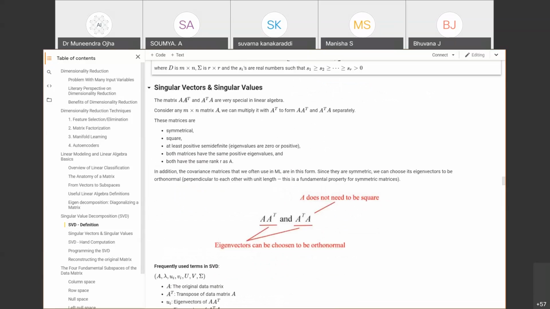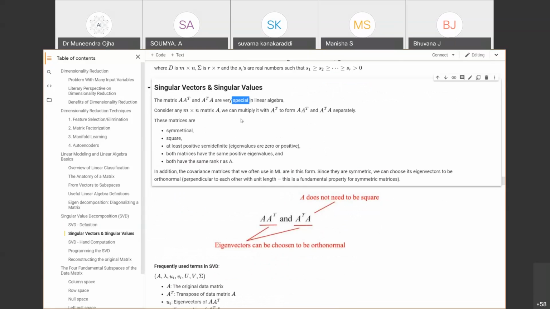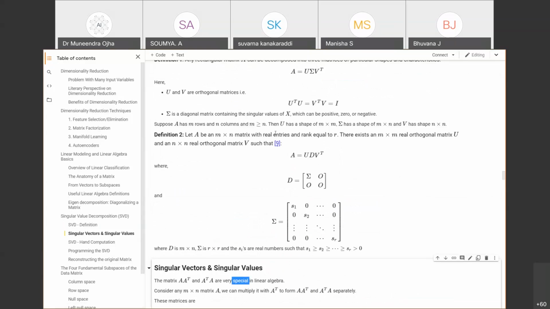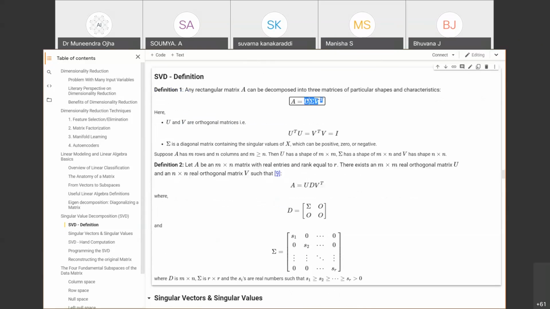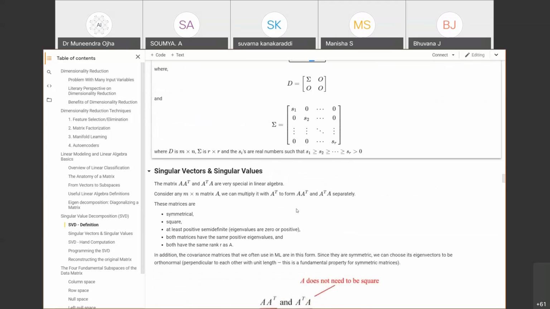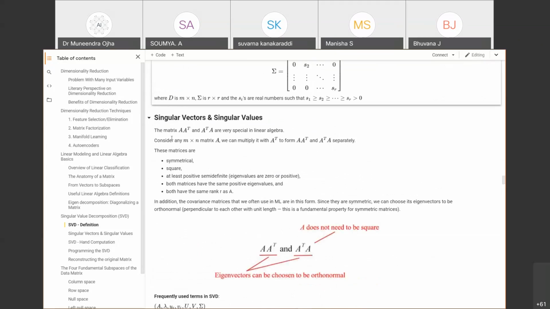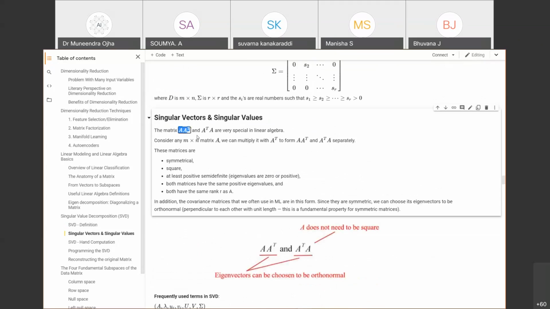For a given matrix, A transpose and A transpose A are two very special matrices in linear algebra. What we have done till now is discuss what singular value decomposition is. For any given rectangular matrix, I will be able to break it into three parts, such that two of them, U and V, are orthogonal matrices, and the central matrix sigma is a matrix of singular values. Now we see what singular values and singular vectors are. Suppose I have a matrix A.